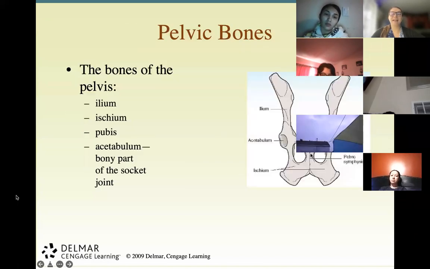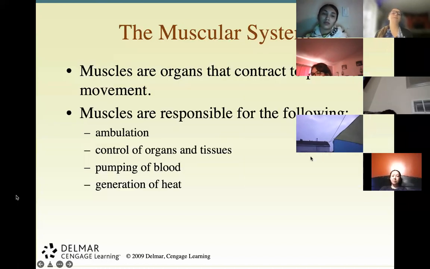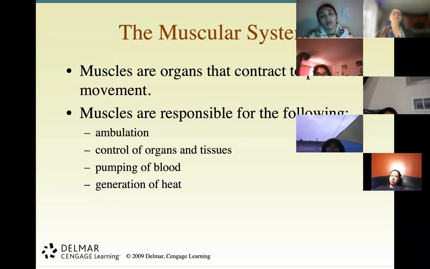Okay, now getting out of talking about bones, I am going to switch gears and we're going to look at the muscular system. Again, remember musculoskeletal, so we can't have our skeletal system without our muscles that are holding everything together. So the muscles are organs that contract to produce movement, and they're responsible for the following. Ambulation, so talking about flexion and extension from those joints. They can help control organs and tissues.